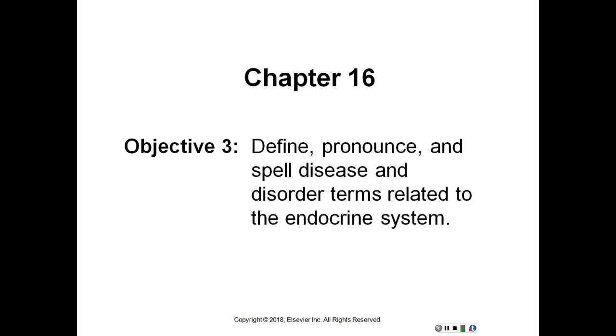Addison disease, chronic syndrome resulting from a deficiency in the hormonal secretion of the adrenal cortex. Congenital hypothyroidism, condition caused by congenital absence or atrophy, wasting away of the thyroid gland, resulting in hypothyroidism. Cushing syndrome, group of signs and symptoms attributed to the excessive production of cortisol by the adrenal cortices.